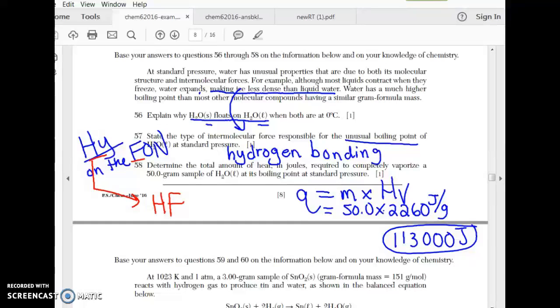Oh, and it occurs to me I didn't explain, high on the phone means that HF will have hydrogen bonding, H2O will have hydrogen bonding, and NH3 will have hydrogen bonding as well. Only 3 molecules that have the extreme polar-polar interactions called hydrogen bonding.